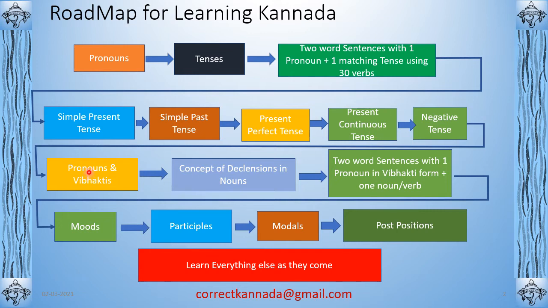Then you learn the vibhaktis of pronouns. Each of these boxes, I'm going to give one slide in the next coming slides. You'll have one slide for each of this. Concept of declensions and nouns. You have to understand this. Then you start making two-word sentences with one pronoun in the vibhakti form plus one noun or a verb. Okay, this is to practice the concept of vibhakti.